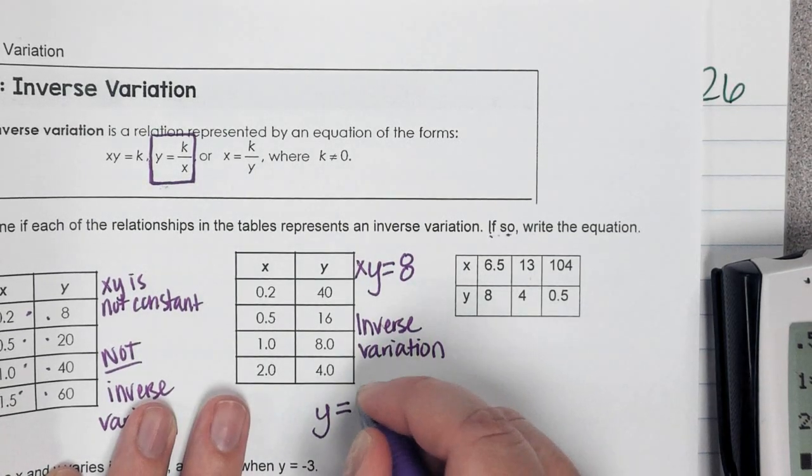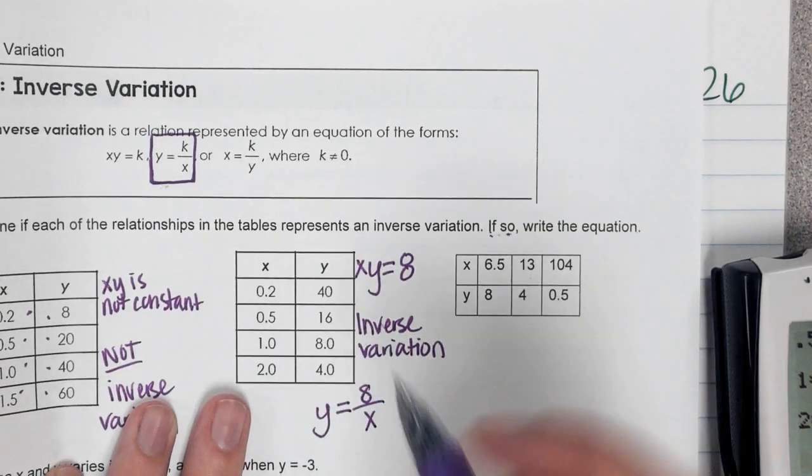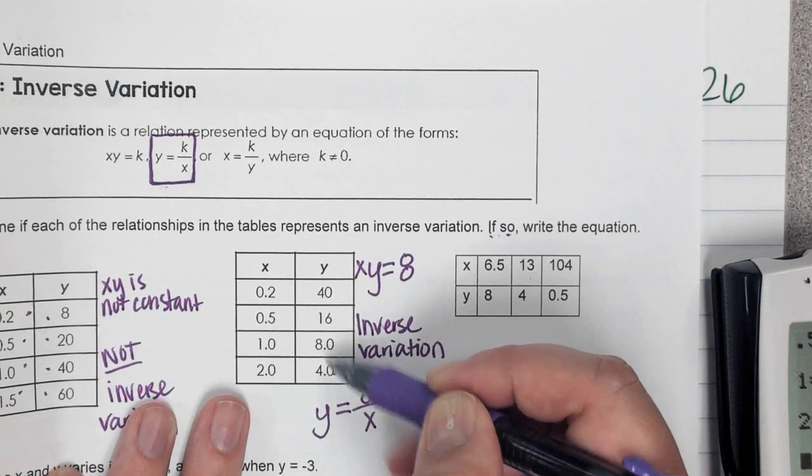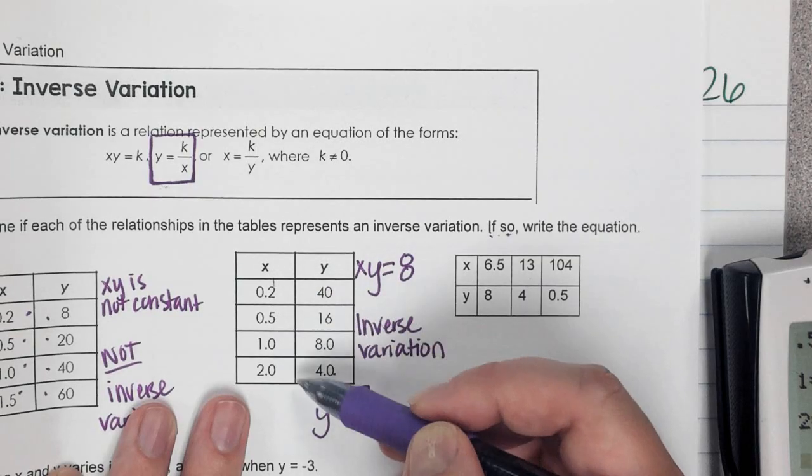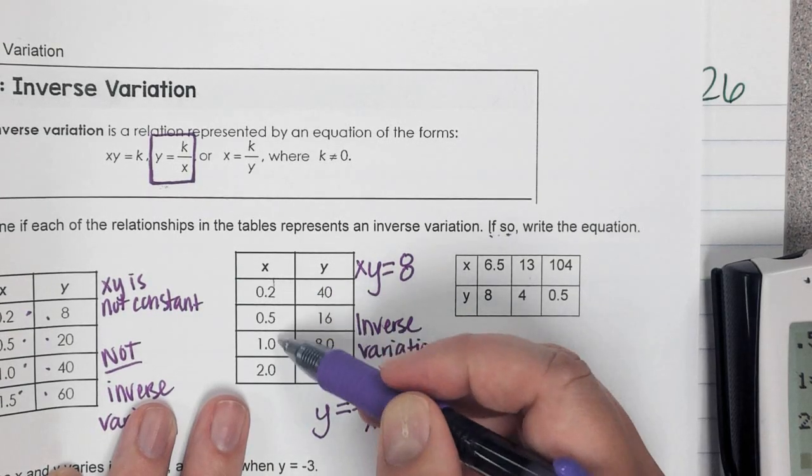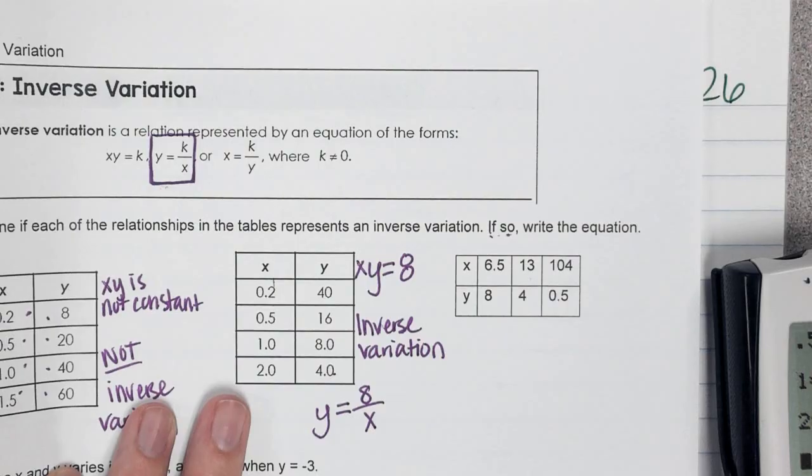8. Because to get all of the values of y, I would divide 8 by these numbers. Does that make sense?